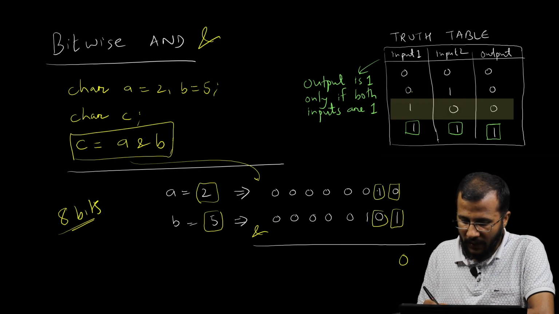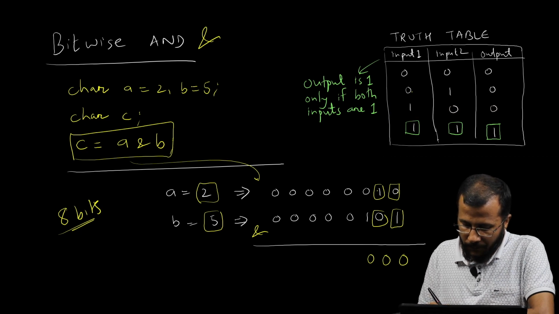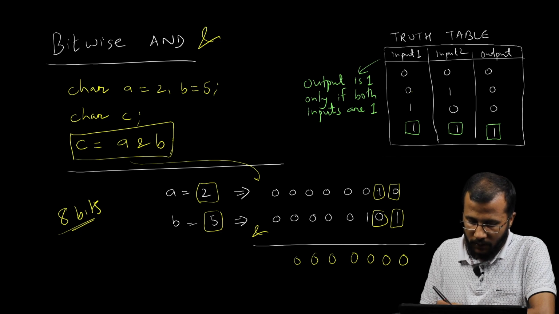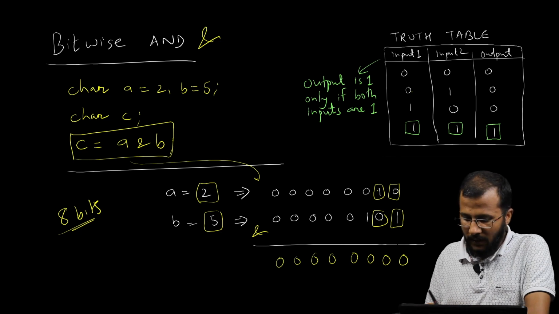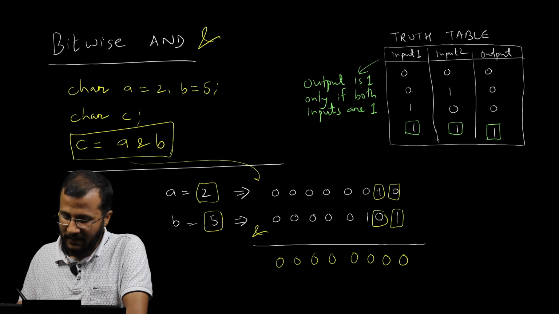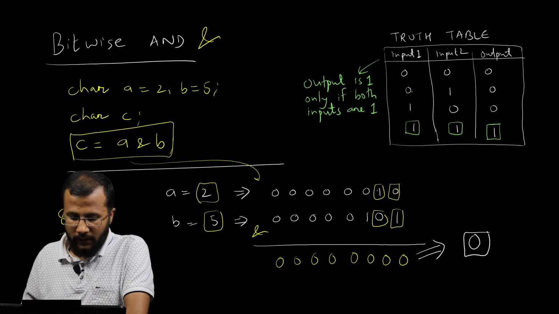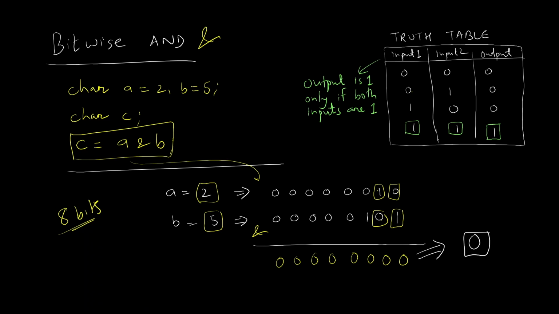Whenever the inputs are 1 and 0, again the output is 0, right? So therefore here also 0. Whenever both the inputs are 0, the output is 0. So you see all the bits of the output are 0. That means if you convert this into decimal, it will be decimal 0. So the output of this entire thing is 0, and C will be assigned the value 0. This is how bitwise AND works.